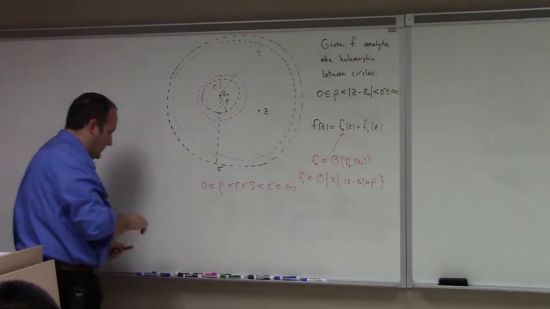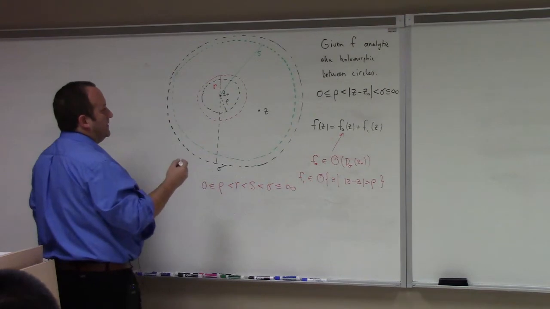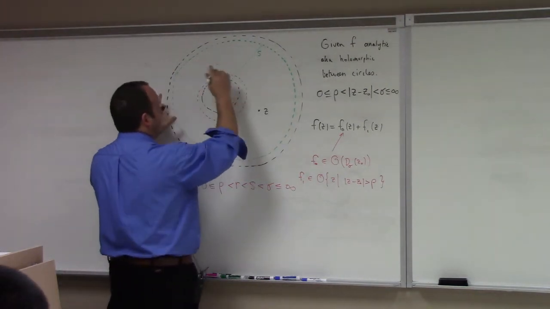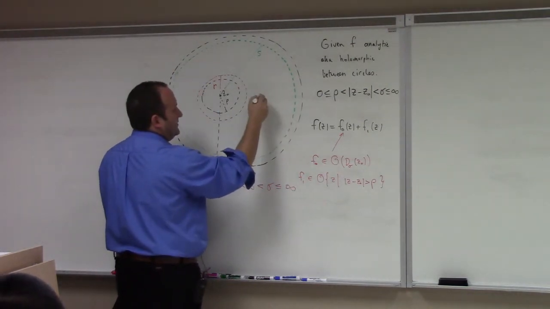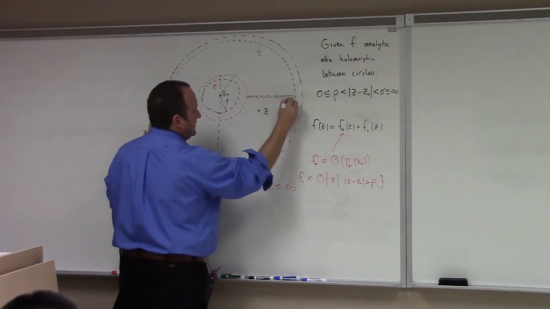So let's try to do that. Now I say you can make a crosscut. What I'm saying there is what we'll do is take this big region between the red and the green circles, and we'll just put some crosscuts like this. Now the reason I do that is why.